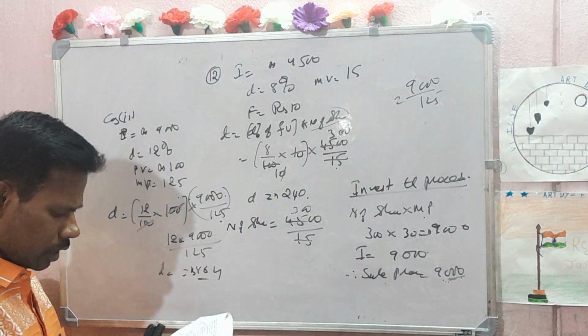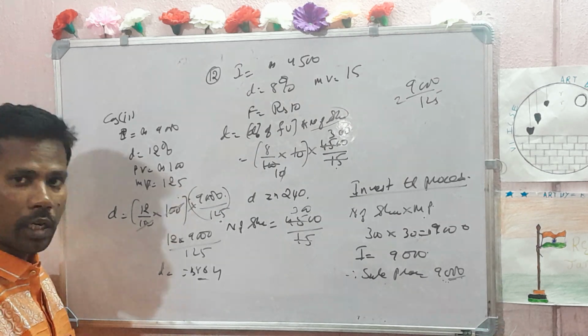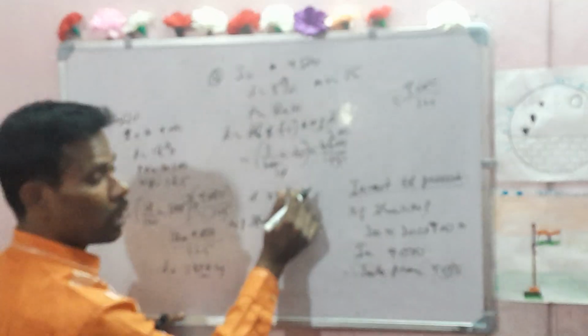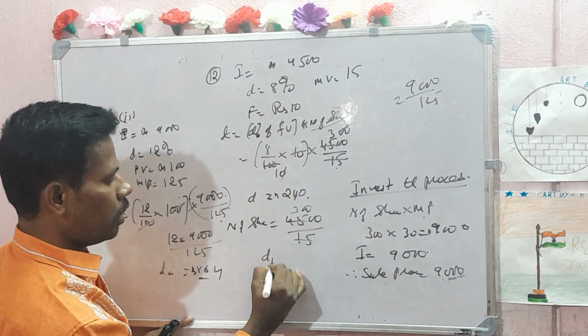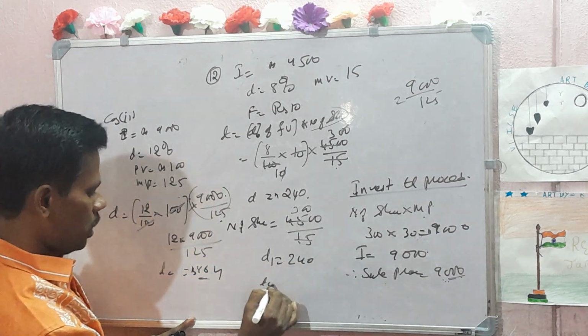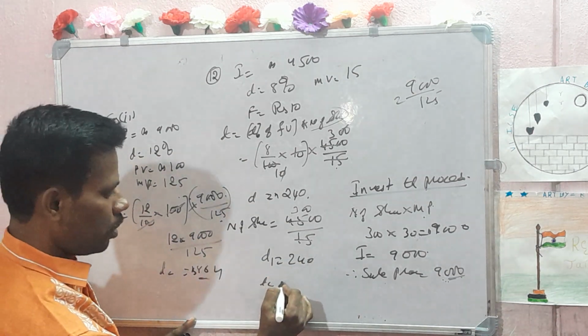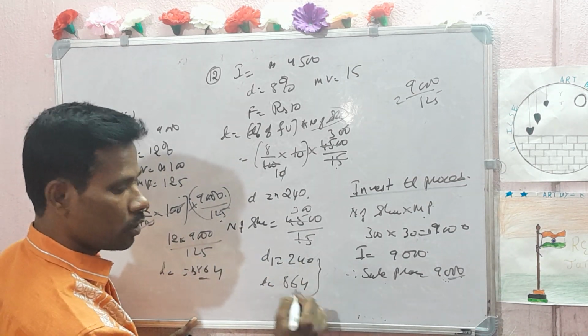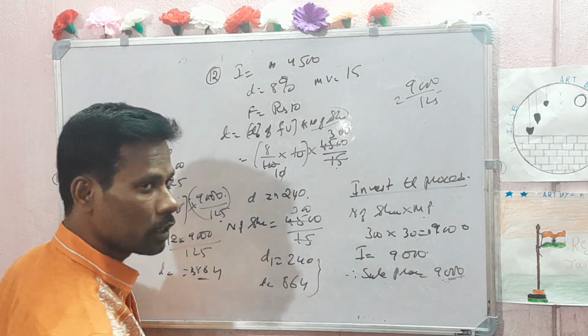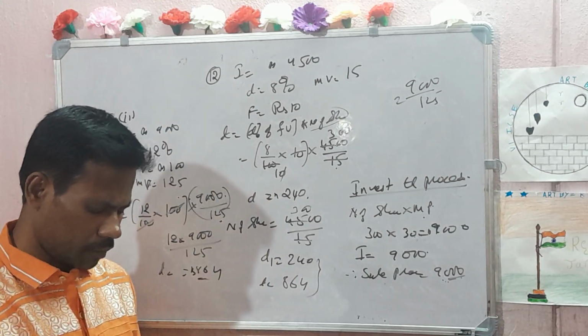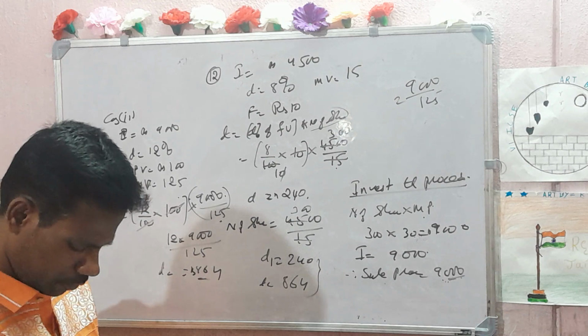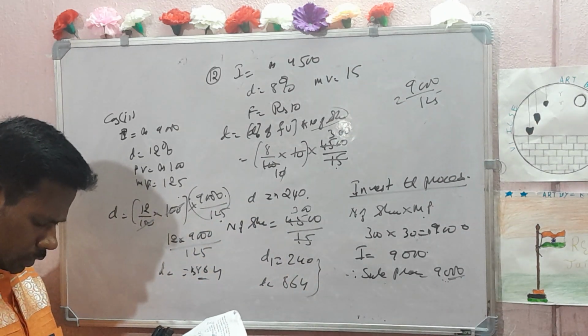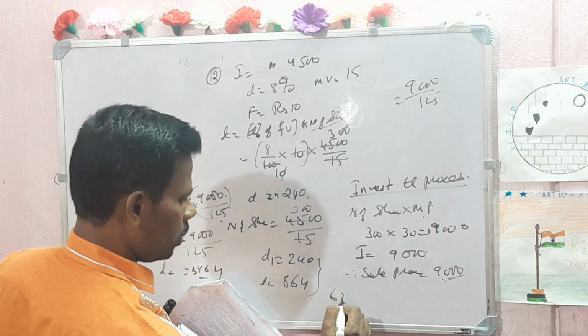But now what is asked in the third one? The change in his annual income. First, what was the income? D1 is equal to 240. Now the income we got is 864, so D2 is 864. So change in his income means subtract: 864 minus 240. That is the answer, 624.